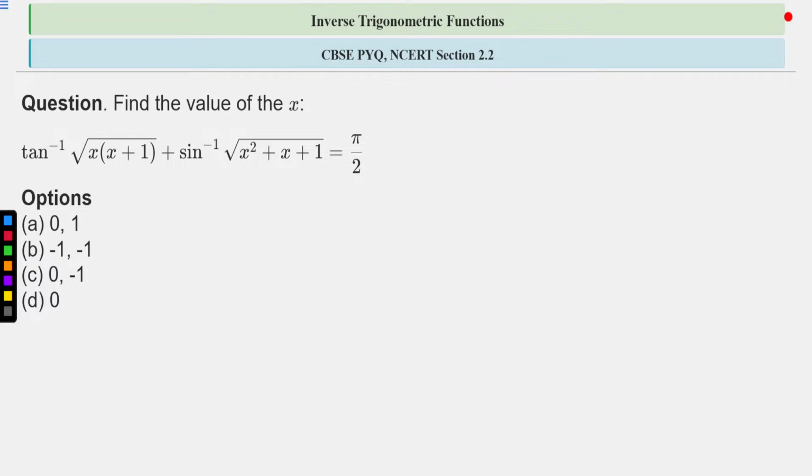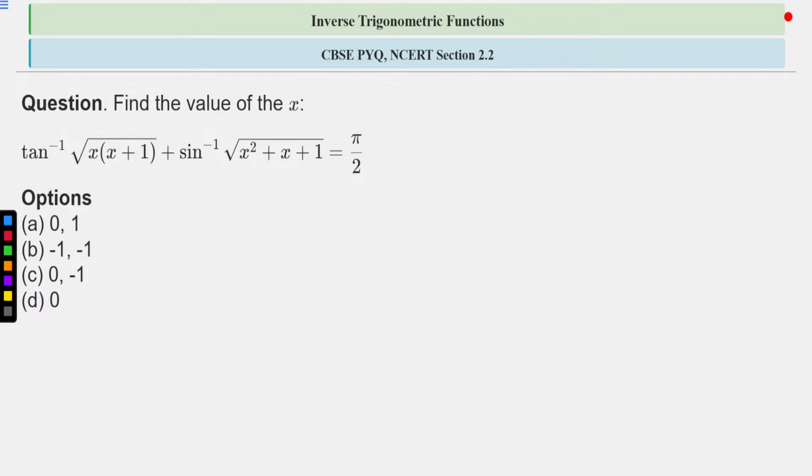So you basically have to find the value of x, and the options are 0, 1, minus 1, and 0 and minus 1. Clear? So you just need to tell which option is satisfying the above expression. So how can we approach this question?